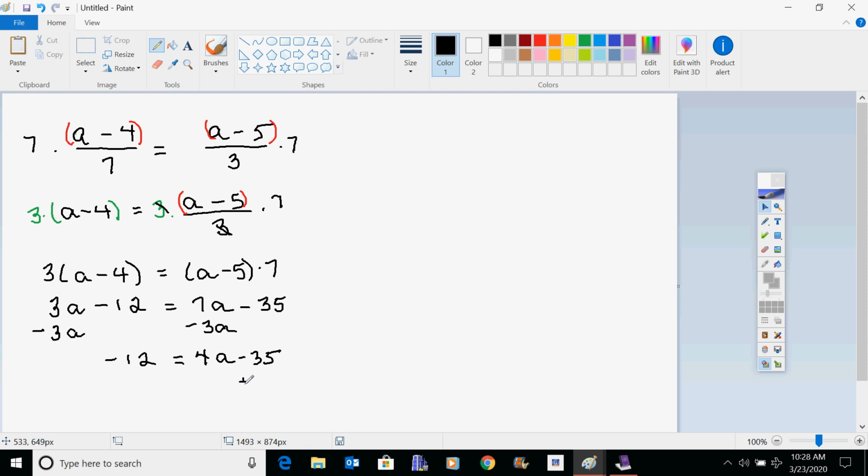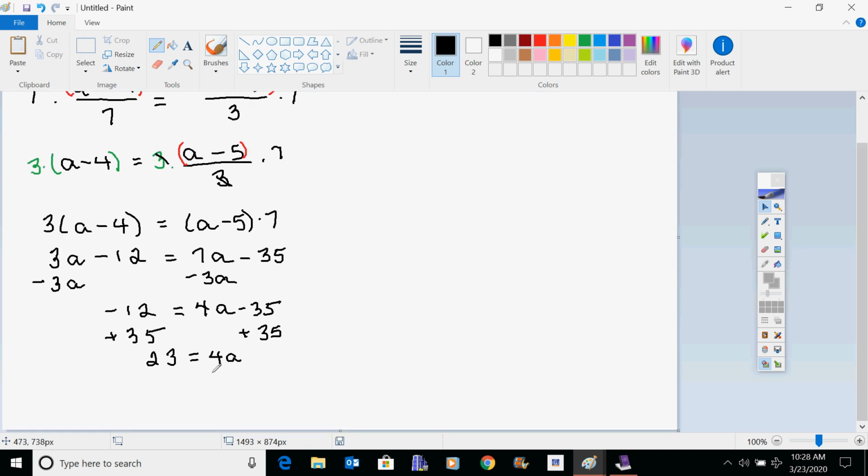And then we'd need to add 35 to both sides, giving you 4a equals 23. And then divide both sides by 4, which would give you 23 divided by 4, which would give you 5 3/4.